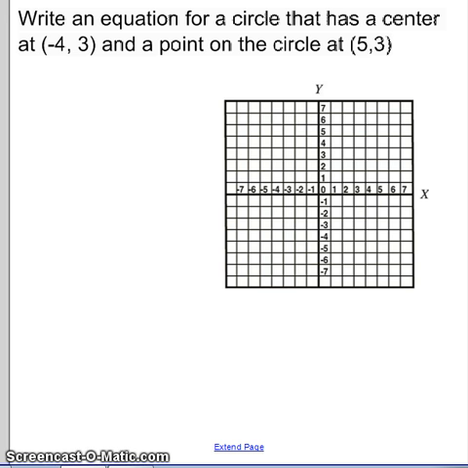The rest of our time we will spend with this problem. It's a difficult one. It's one similar to those on the SOL test. We're asked to write the equation for a circle that has a center at negative 4, 3, and a point on the circle is at 5, 3. What I'd like for you to do is to go ahead and hit pause and see if you can sketch this circle in your notebook or on a piece of graph paper just to get an idea as to what it looks like. All right, we're running out of time, so we'll finish this one up quickly.